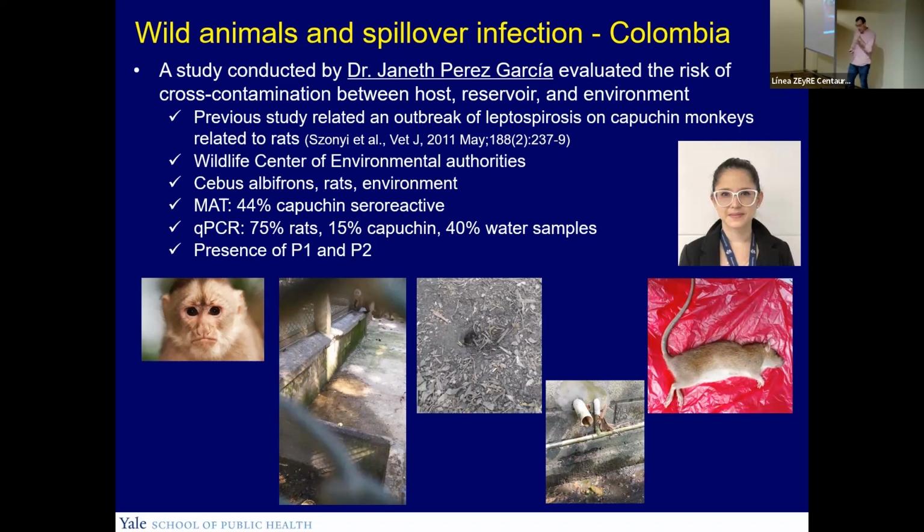And the interesting thing, when she did PCR and MAT, almost 50%, 44% of the monkeys were positive for leptospirosis. And then by PCR, 75% of those rats are positive, 15% of the capuchin monkeys are positive in the urine. And 40% of the water available in that area was also positive. So this again shows the cycle of epidemiology of lepto, the transition between rats, environment and host, in this case, monkeys.